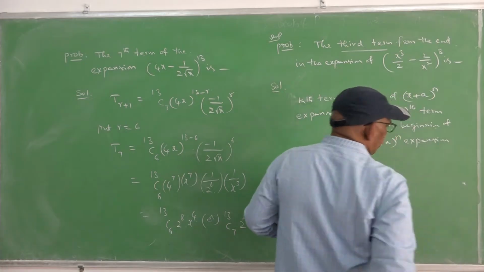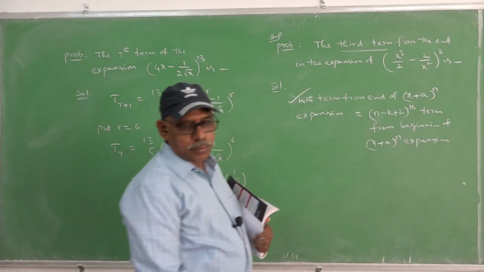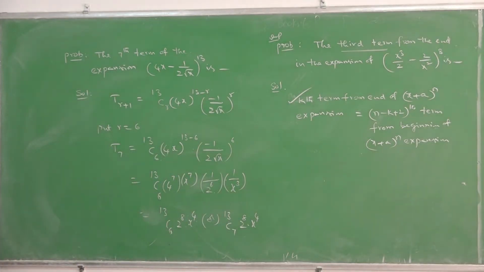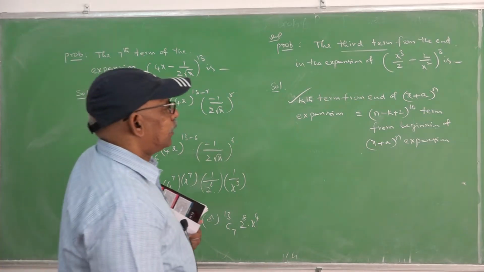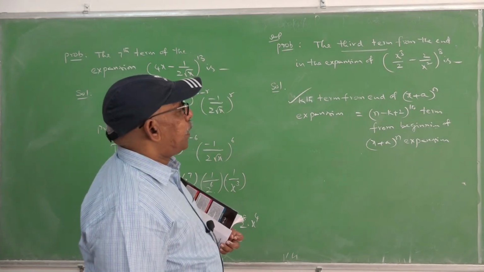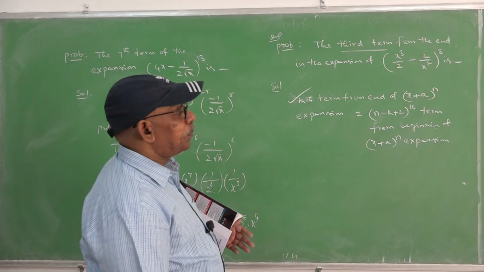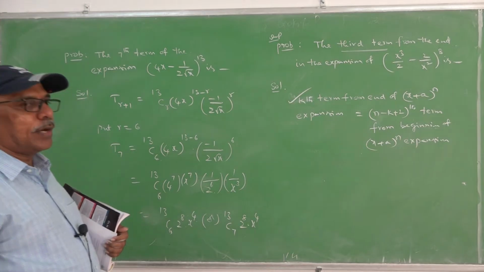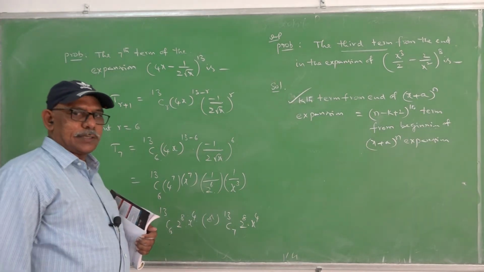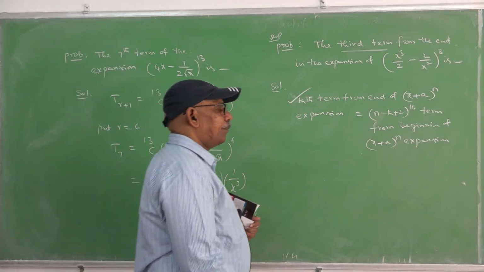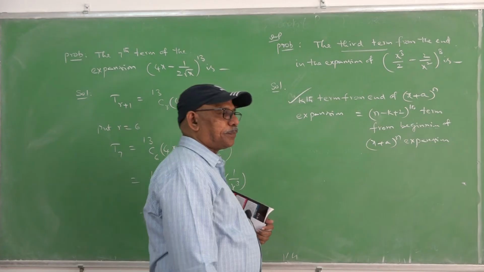This is one important note. The kth term from the end of the expansion (x plus a) whole power n, n being a positive integer, of course, here I am discussing the binomial expansion for positive integer index only. So, the kth term from the end of the (x plus a) whole power n expansion is the (n minus k plus 2)th term from the beginning of the expansion.